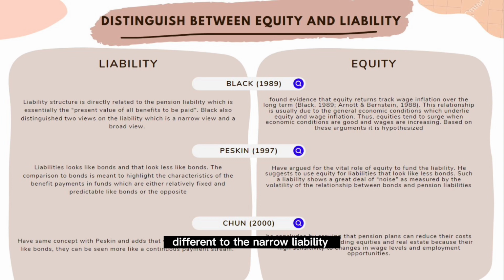Different from the narrow liability, it can only be based on expectations. To value the broad liability, one needs to estimate, for example, the effect of salary inflation and additions to the workforce in the future. Black described this as similar to the behavior of a security, where the market also bases the price on the best estimate of future cash flow.